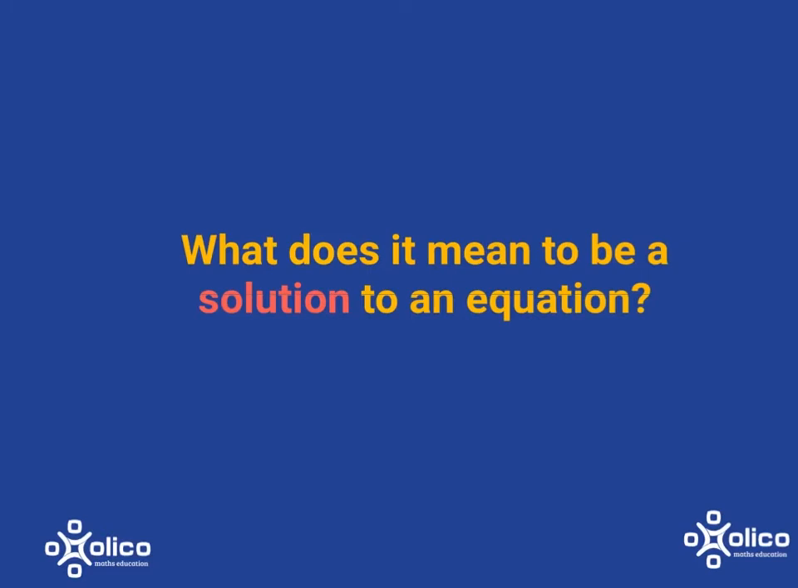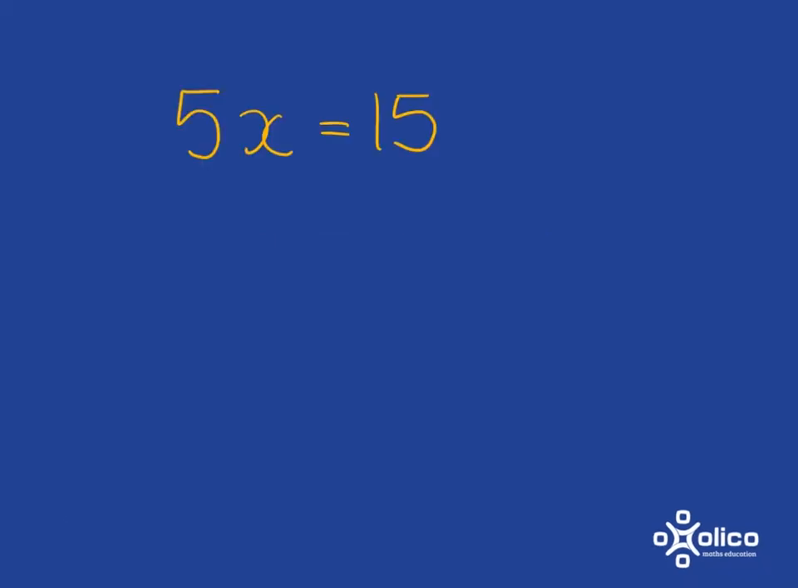What does it mean if we say a number is a solution to an equation? Let's explore this by looking at the equation 5x equals 15. This equation says if we take a number and multiply it by 5, we get 15. If we ask ourselves the question, what number multiplied by 5 is 15? Hopefully we can easily see that that is 3. And so we say x is 3 is a solution to the equation.